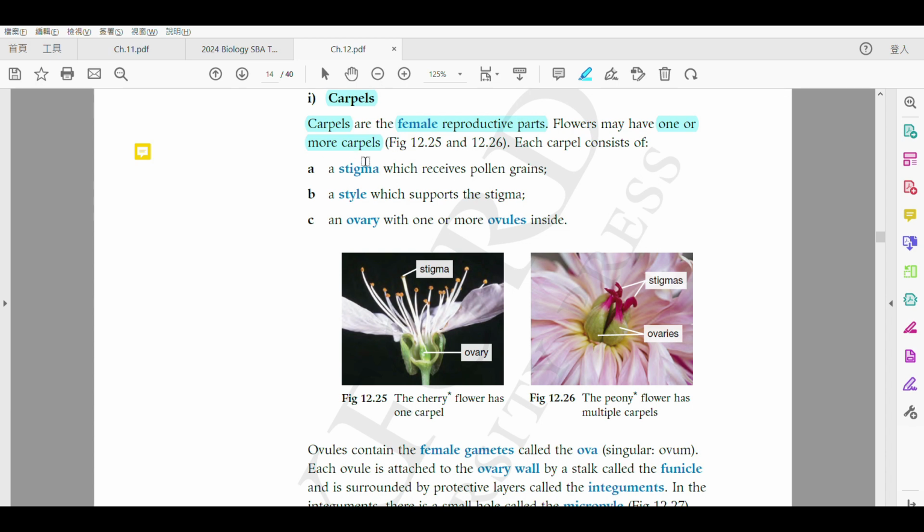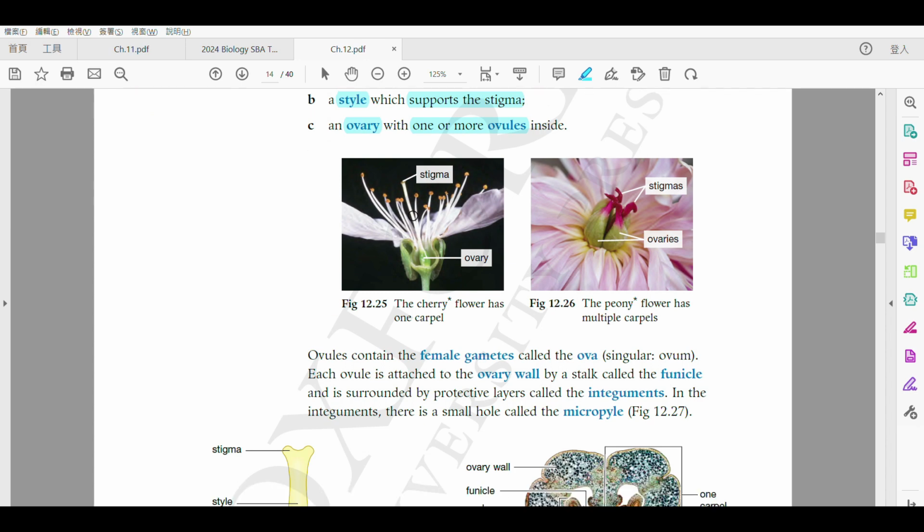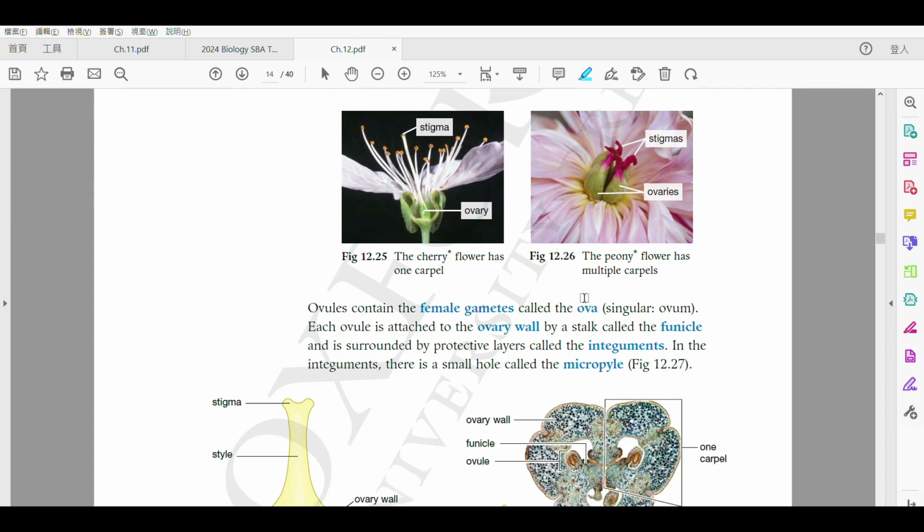So when we talk about carpel, three things, SOS, remember? Stigma, ovary, and style. The stigma is the uppermost part and receives pollen grains. The style is very similar to the filament in the stamen, it supports the stigma. The ovary has one or more ovules, and the ovary produces these ovules. Ovules are like our eggs. We'll talk about that later.